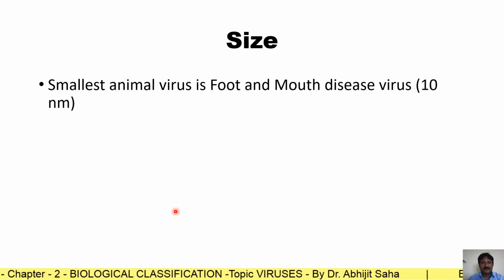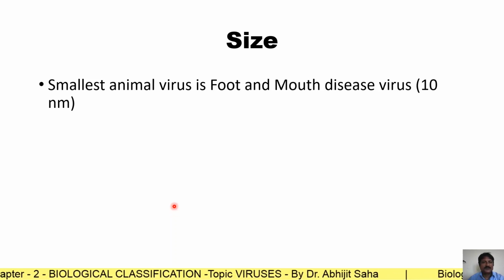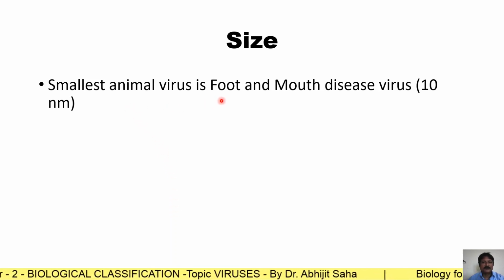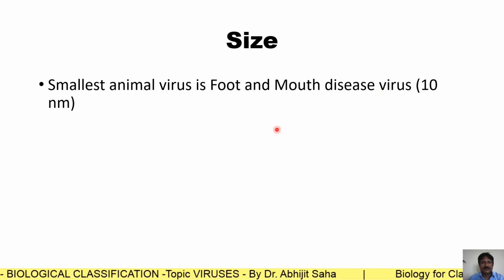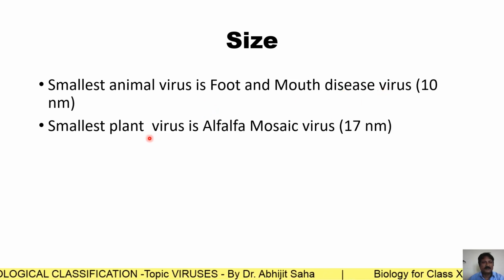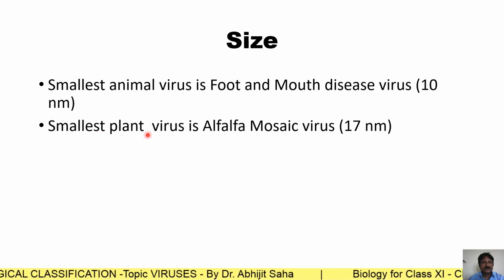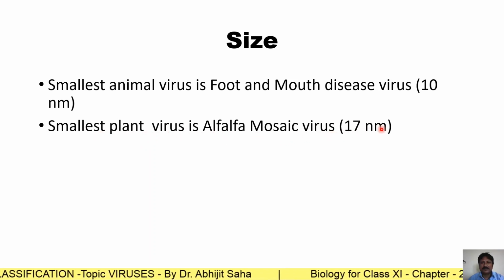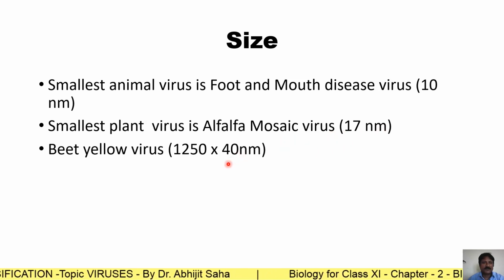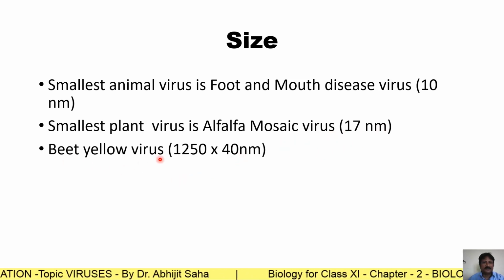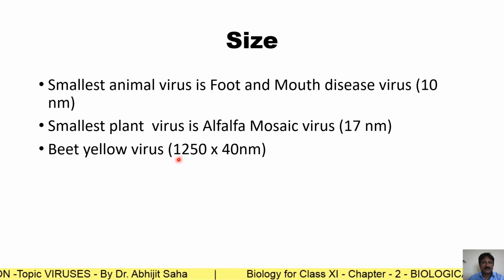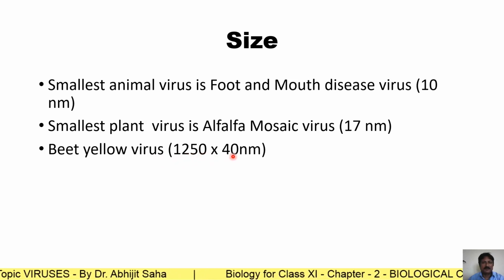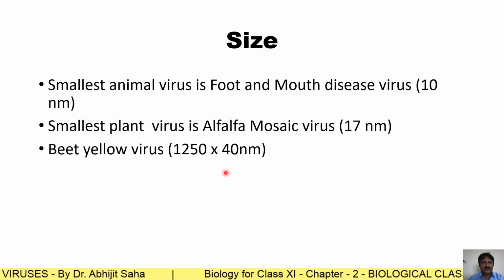Now the size. The smallest virus is the foot and mouth disease virus, which is about 10 nanometers. The smallest plant virus is alfalfa mosaic virus, which is about 70 nanometers. Beet yellow virus is quite large, which is 1250 by 40 nanometers in size, length and breadth.